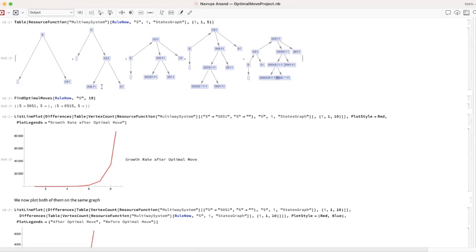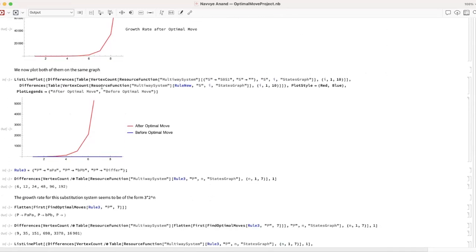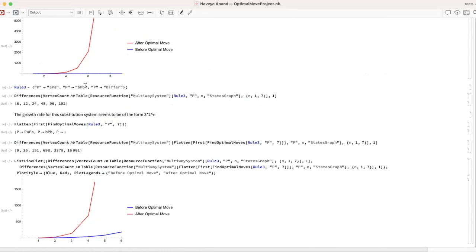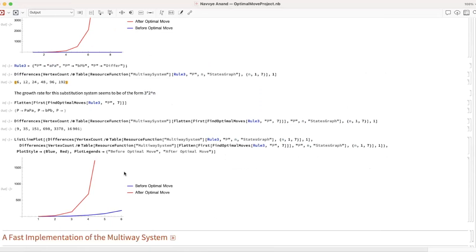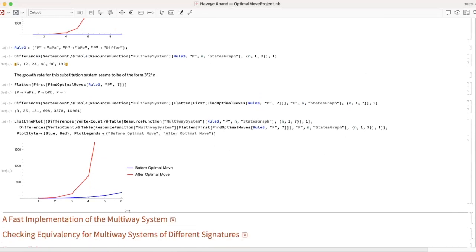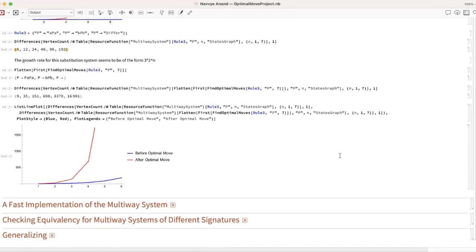Okay, moving on, just some more. This rule is actually quite interesting. This rule grows with an exponential growth rate. You can see 6, 12, 24. So the growth rate is just 3 times 2 to the n. And after the optimal move it seems to grow way faster than even an exponential growth rate. And I've classified these as super exponential growth rates.